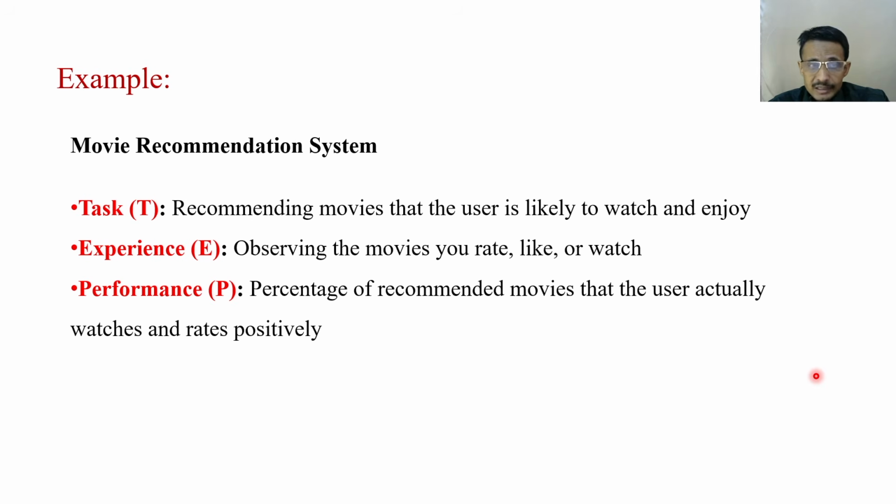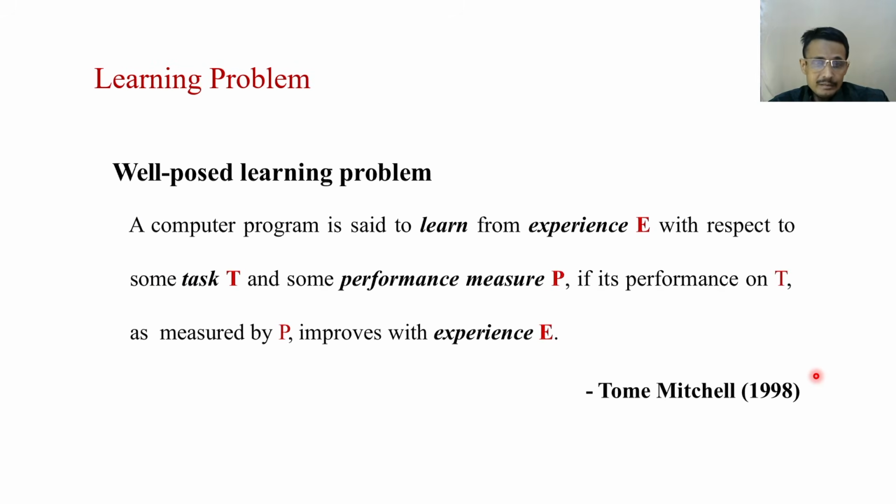So we have defined three things, and based on these, let us again understand the definition. The computer program is said to learn from experience E. Now we understand what experience E is: a set of examples, with respect to some task T, which in our case is movie recommendation, and some performance measure P. That means how we measure the performance, what the accuracy is.